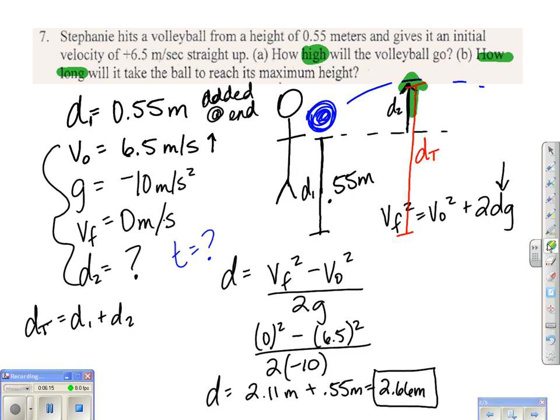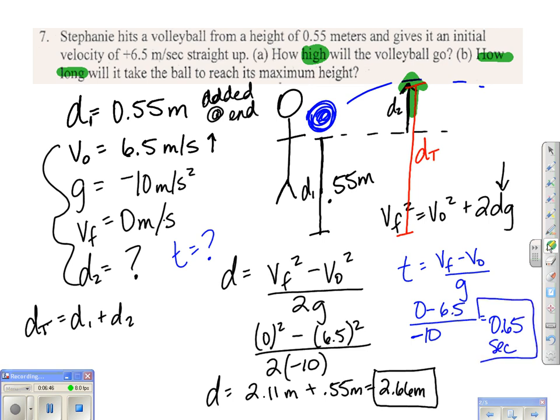Since I have a change in speed and I have a gravity, I'm going to use the formula T equals VF minus VO over G or A. That's the basic acceleration formula manipulated. So I'm going to have 0 minus my 6.5 divided by a negative 10. Negative 6.5 divided by negative 10 is going to give me 0.65 seconds. Now there are several different ways you could have solved for time, but this is probably one of the easier ones because you do have to have gravity involved in the formula still.